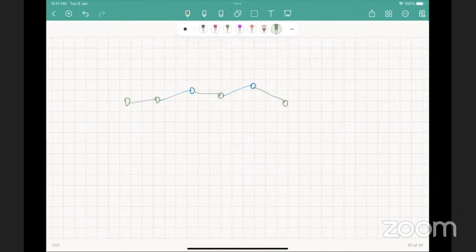Now, let me see if, sorry, I think my pencil here is disconnected from the screen. Just give me a second to fix that.